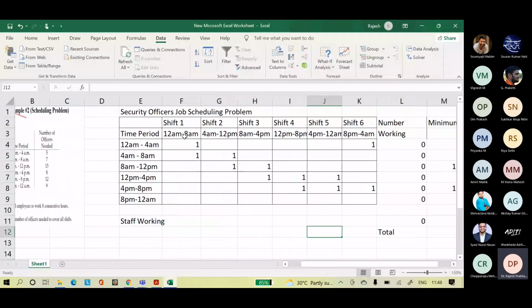See, within 12 a.m. to 8 a.m. there are two time periods, right? Okay, so these ones, what are these ones? Basically, ones are just how many time periods are there in that shift. How many time periods are there in the shift? So in 12 a.m. to 8 a.m. there are two time periods. One is 12 a.m. to 4 a.m. and one is 4 a.m. to 8 a.m. How many staff will be working? 5 plus 7, 12 staff will be working, right?